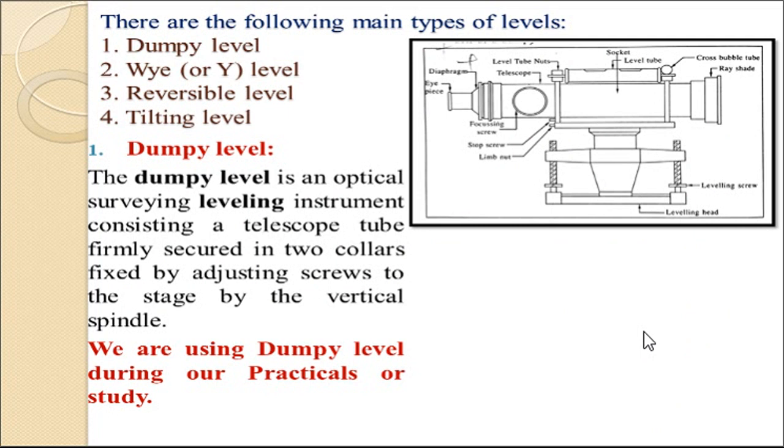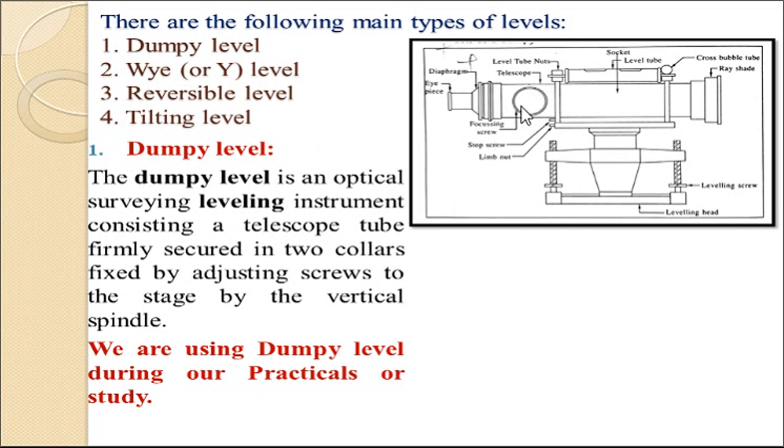Now there are different types of levels used in surveying. There are mainly 4 types: dumpy level, Y level, reversible level, and tilting level. Now first we discuss the dumpy level.